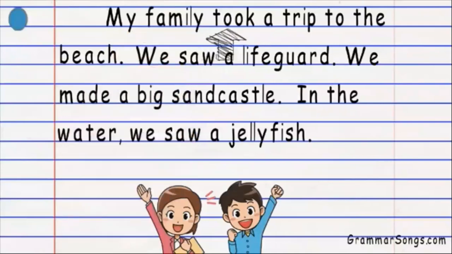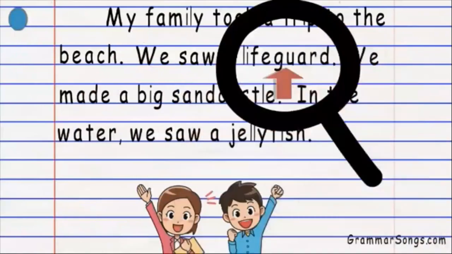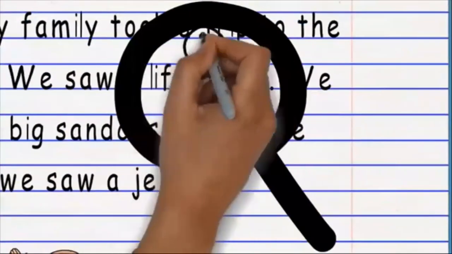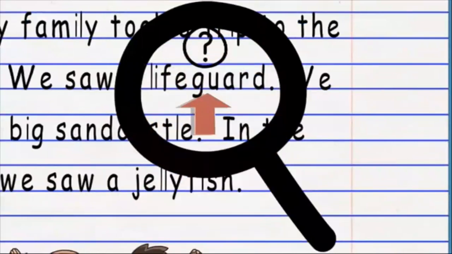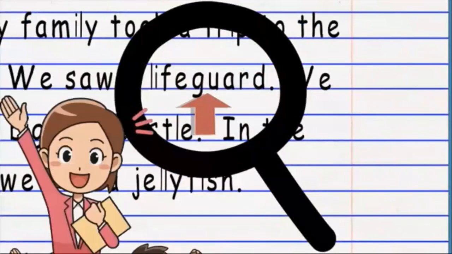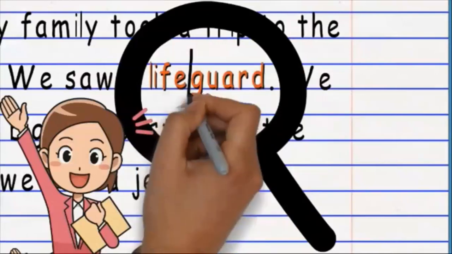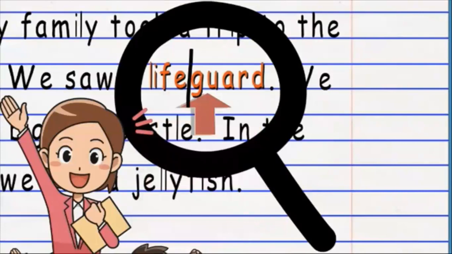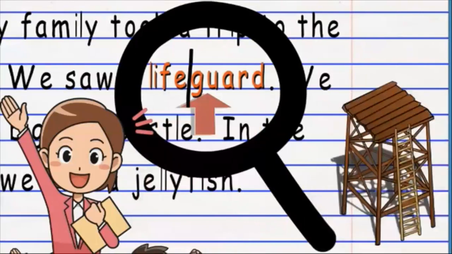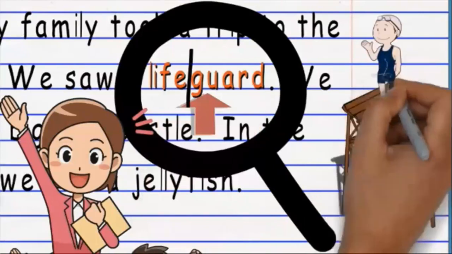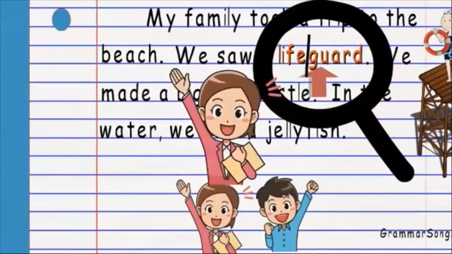My family took a trip to the beach. We saw a... Uh-oh. Okay, don't get scared. Let's look for smaller words within the big word. Do you see any smaller words inside this big word? I see the word life and the word guard. Very good. Lifeguard is a compound word made up of the words life and guard. A lifeguard is someone who keeps swimmers safe at the beach.